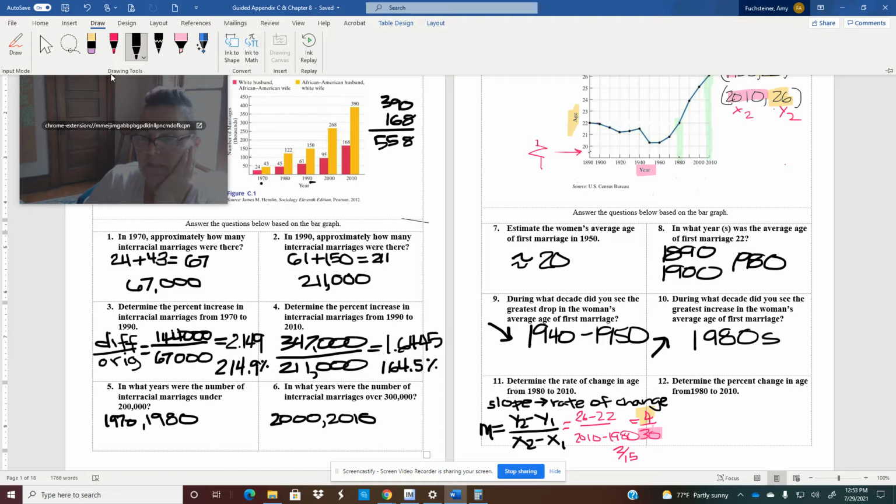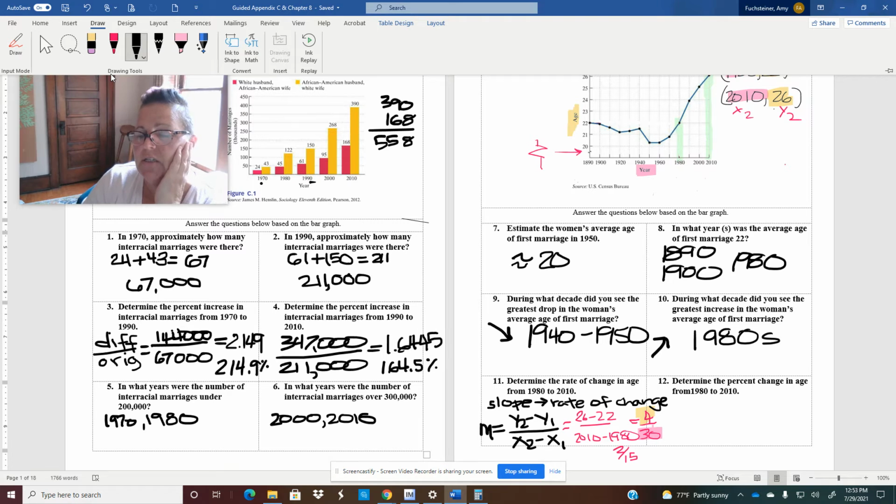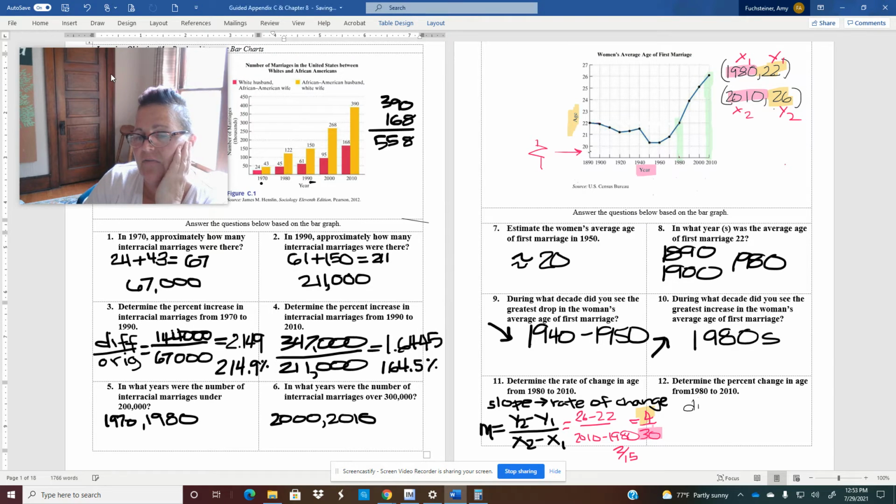All right, determine the percent change in age. So the percent change, again, is the difference over the original number. All right, so from 1980 to 2010, I've already got those ages. So 26 minus 22, the difference there is 4. But I don't want the slope this time. I want to compare that to the original age, which was 22.